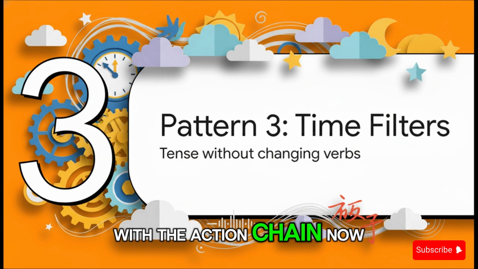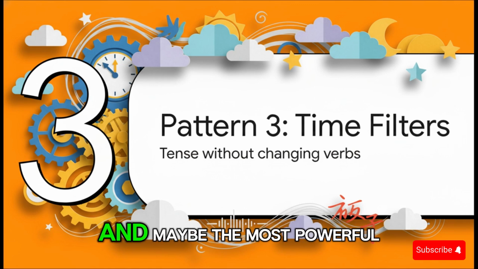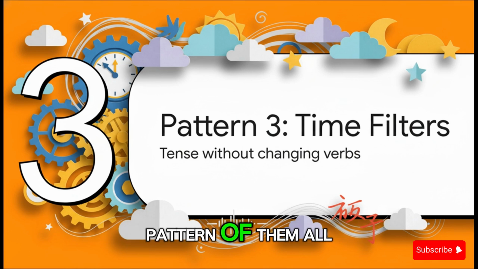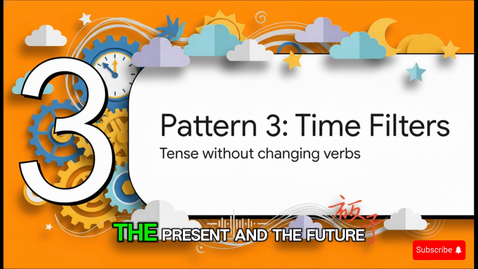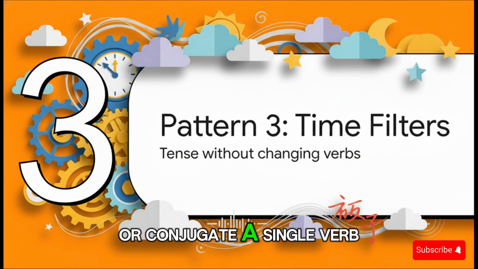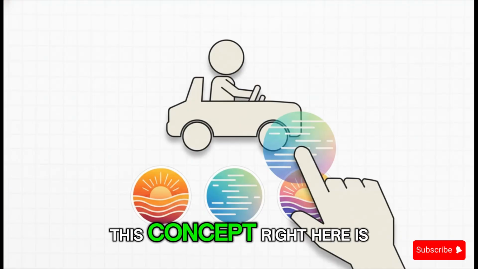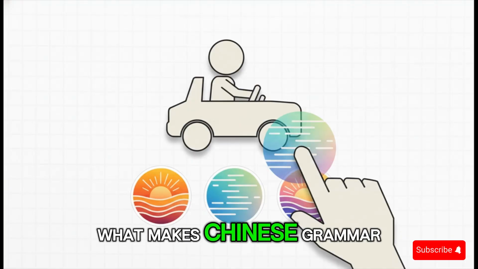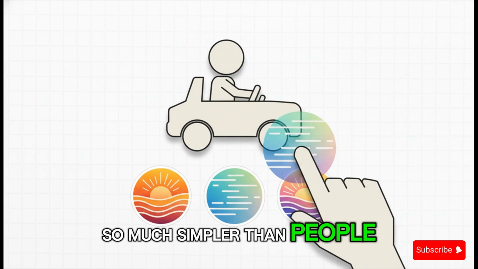All right, we have our scene set with the blueprint, and we have our sequence of events with the action chain. Now it's time for the final and maybe the most powerful pattern of them all, the time filters. This is how you're going to talk about the past, the present, and the future without ever having to change or conjugate a single verb. This concept right here is what makes Chinese grammar so much simpler than people realize.